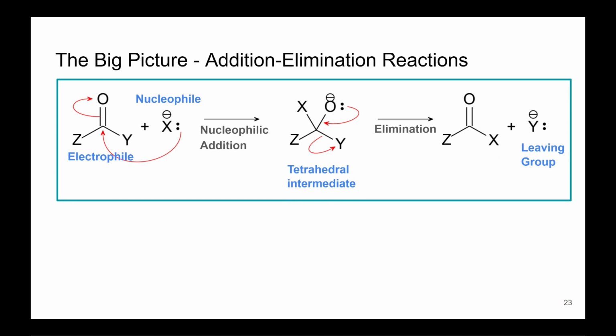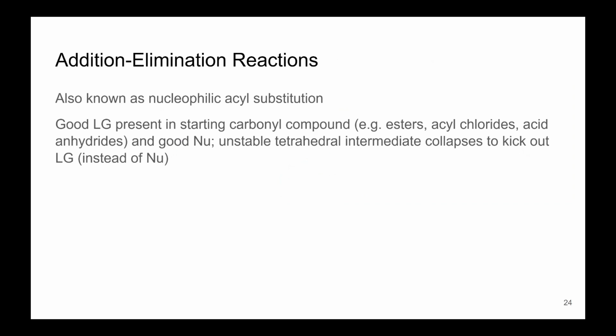Okay, let's move on to some specific examples of addition-elimination reactions. Addition-elimination is also known as nucleophilic acyl substitution. What's necessary for it to occur is a good leaving group present in the starting carbonyl compound, for example when the starting carbonyl compounds are esters, acyl chlorides or acid anhydrides. And you need a good nucleophile, so the nucleophile will remain in your final product instead of getting kicked out.